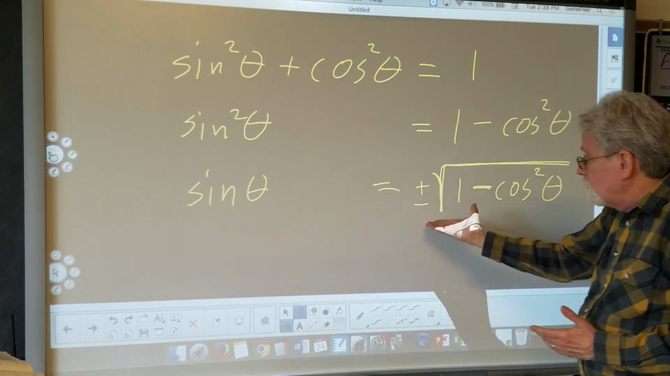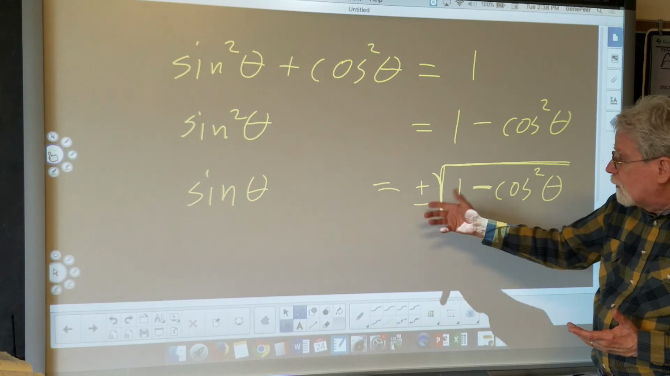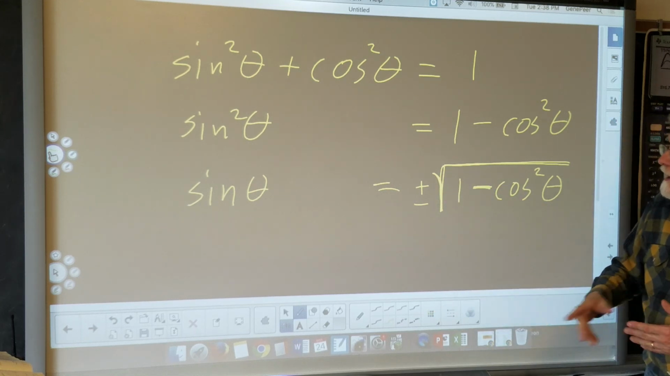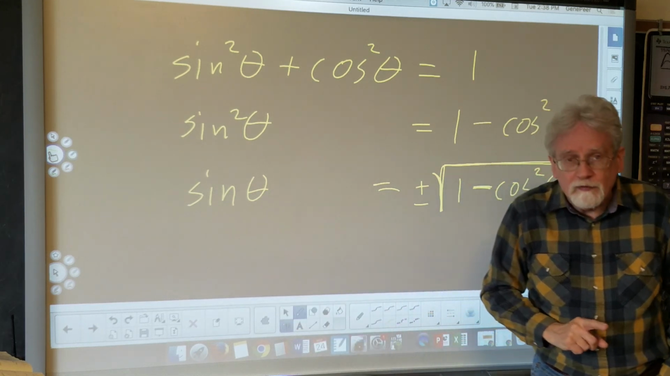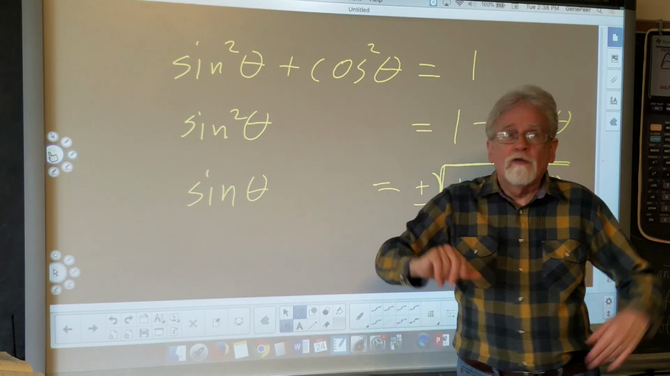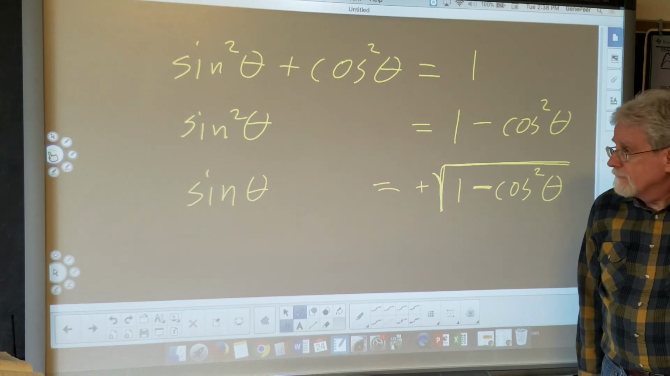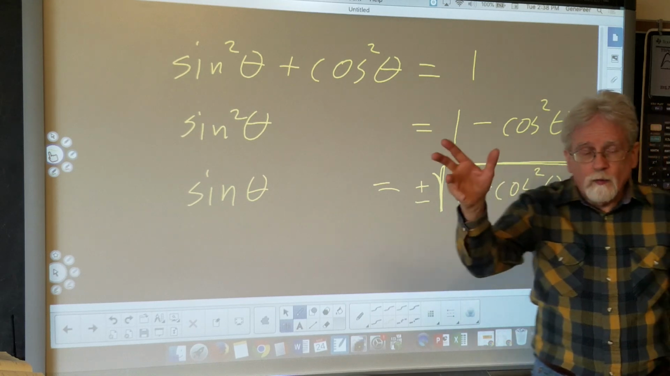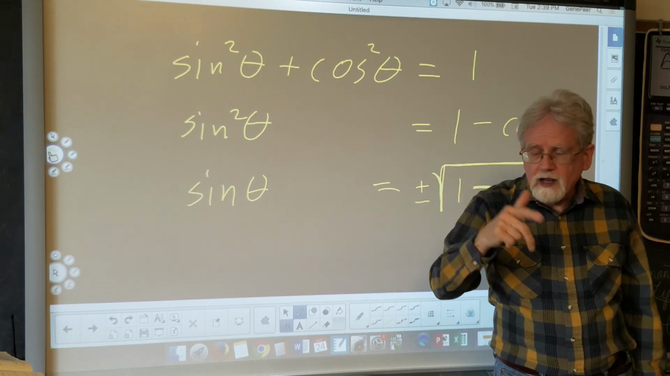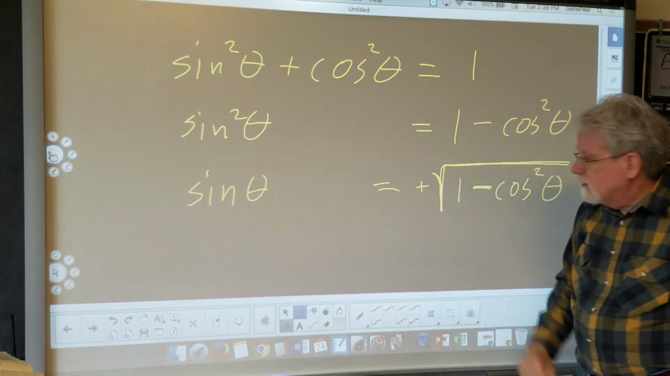So this is "All Students Take Calculus" (ASTC). It tells us whether our result is going to be positive or negative. It depends on where your theta happens to be. If your theta is in the first quadrant, then you're going to take the positive. If your theta is in the second quadrant, sine will again be positive.